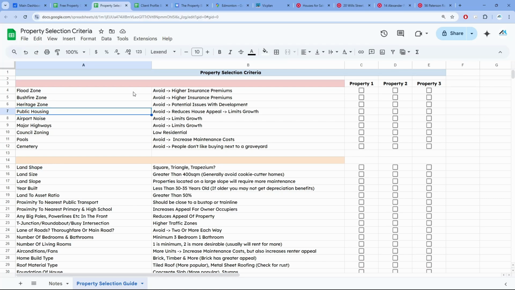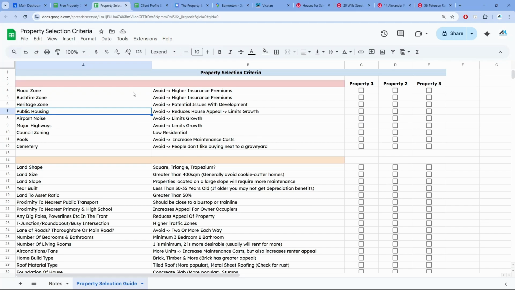The next red flag is public housing. We want to be avoiding public housing at all cost because it reduces house appeal, it limits growth in the area, and you will not have good tenants in the area. You will have damaged properties, broken windows, etc. Avoid public housing where you can.